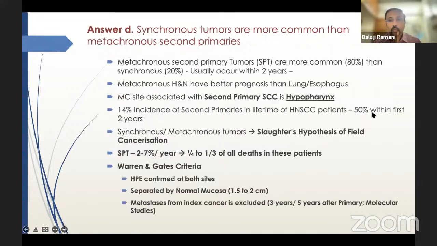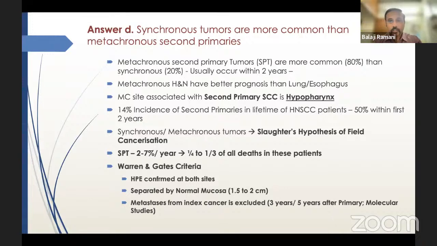It is D. So what do you mean by synchronous and metachronous? These are a group of tumors known as second primary tumors. The reason they happen is something called field cancerization. This hypothesis was put forward by Slaughter. Slaughter's theory of field cancerization explains the development of second primary tumors. Let us say you have a patient with a carcinoma of the lip. Sometime later, he develops a carcinoma of the buccal mucosa or of the tongue. That kind of presentation is known as a second primary tumor.